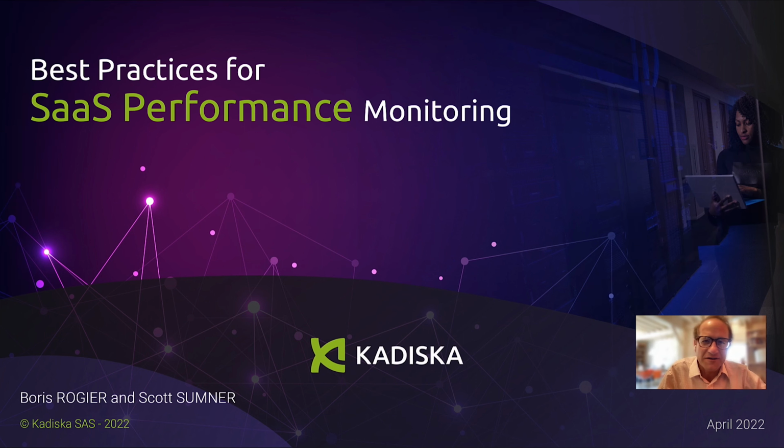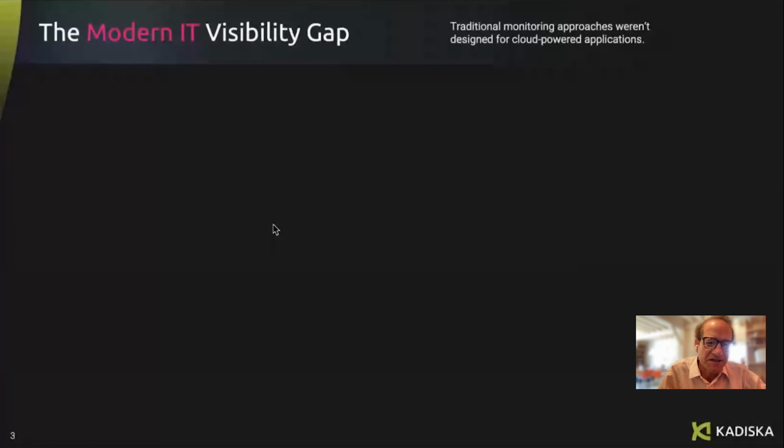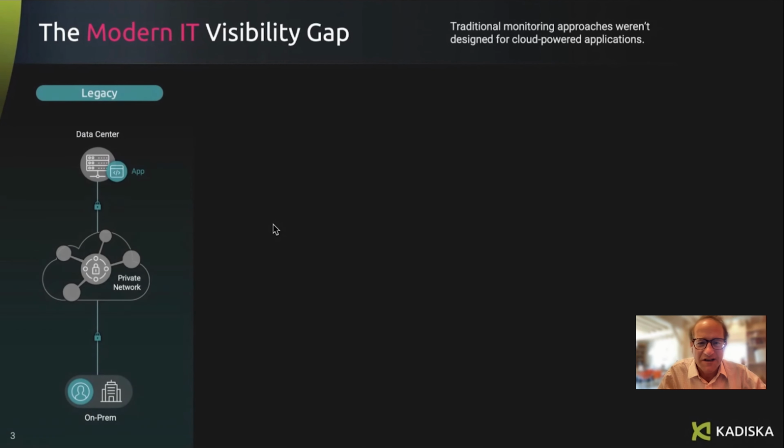When we think about observability and probably IT performance monitoring, most solutions have been built on the traditional model where users were located on company sites. They accessed data centers through a private network, and in the data center we hosted applications and knew perfectly where they were hosted, and that was already not so easy.